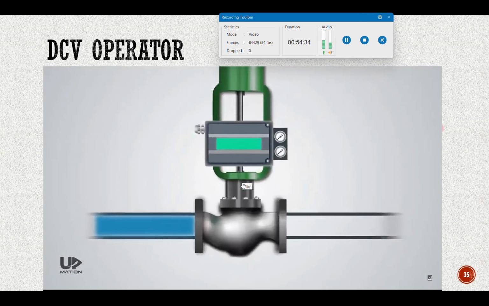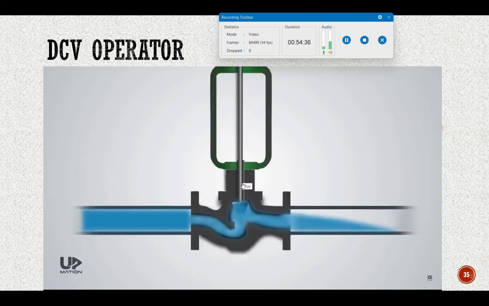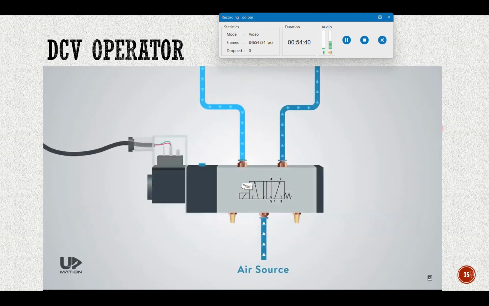If you want to know how they work and how you should read and interpret their symbols, stay tuned for the rest of this video. Control valves are mostly known for their adjustability and throttling capabilities. But the valves we are going to talk about are the types that control the direction of the liquid flowing inside the pipe.